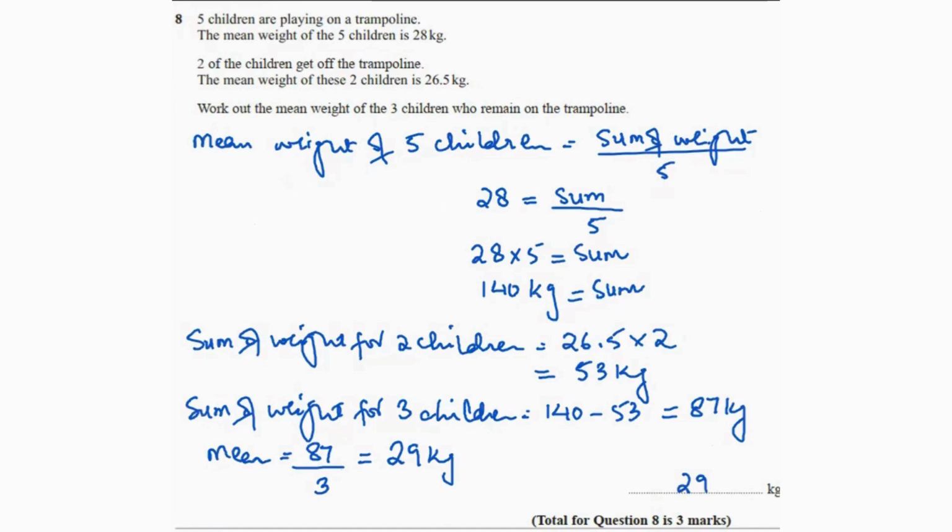So very simple steps. You use the mean formula to figure out the total weight of the children for the 5 children and the 2 children. Subtract the 2 to find the total weight of the 3 children who remain on the trampoline. And then for the mean of those 3 children, you divide the total weight by the number of children to find the mean weight of the 3 children on the trampoline.